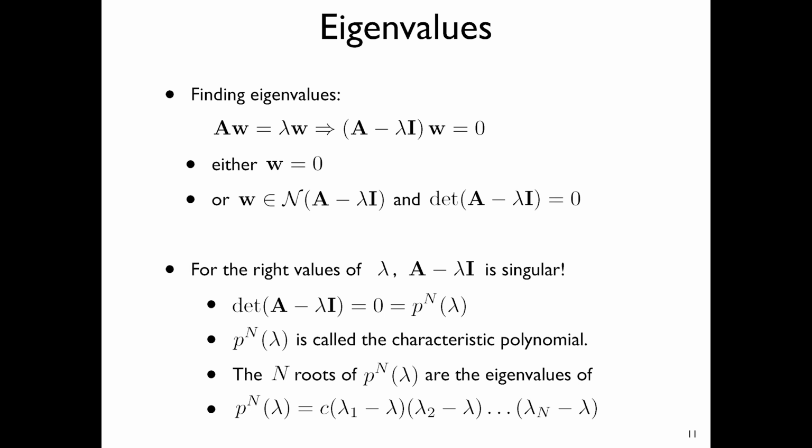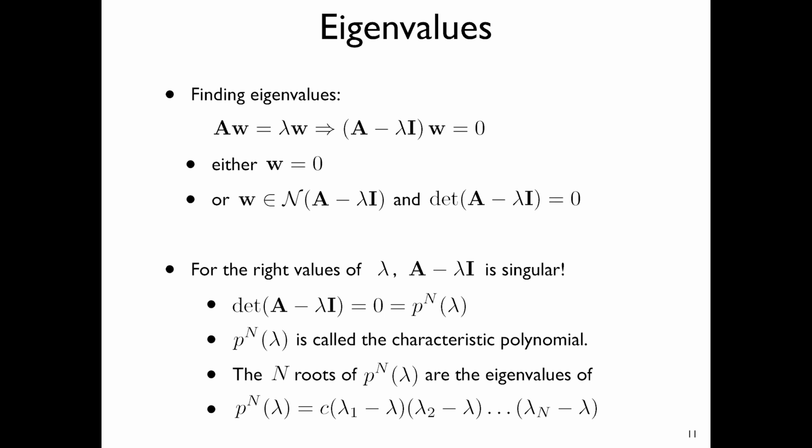Well, the W equals 0 solution doesn't seem very useful to us. It's trivial. So let's go with the idea that W belongs to the null space of A minus lambda I. That means A minus lambda I must be a singular matrix, and if it's singular, then the determinant of A minus lambda I must be equal to 0. If this is true, and it should be if we don't want a trivial solution, then if we can compute that determinant and solve for lambda, we'll know the eigenvalue.